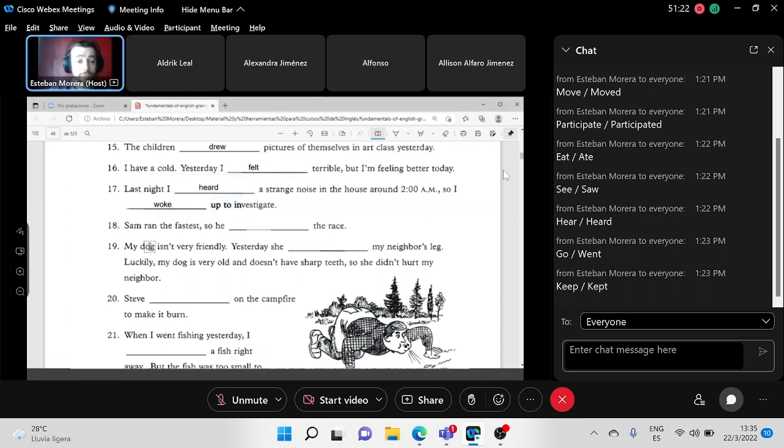Number 18, Sam ran the fastest. So he the race. We can use won, which is the past tense of win. Win in the present, won in the past.